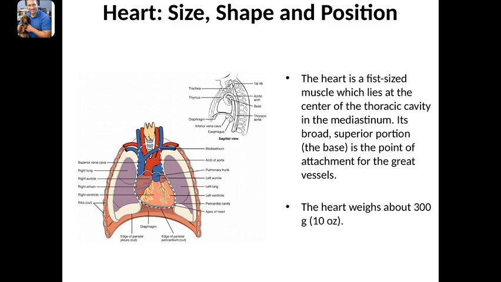So there's the apex, the sharp point pointed towards the left midclavicular line, T5-6. The base is right where the heart sits, right on top of the kind of flattened area. The heart's going to sit right on top of the diaphragm. That's the base of the heart. The heart is going to weigh just short of a pound, so about 300 grams or 10 ounces.